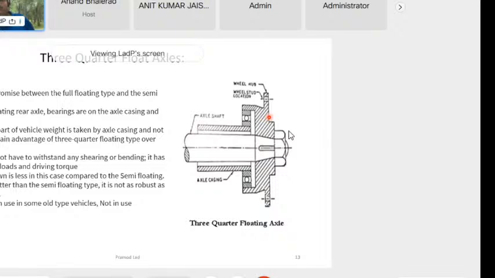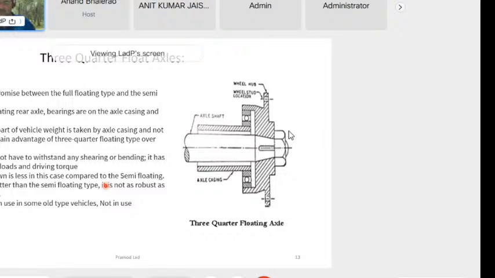This is three-quarter float. Three-quarter float is actually in between the full float and semi float. Here, the axle housing is here. On that, the bearing is mounted, and over that, the hub is mounted, and this hub supports the load. So the load coming from the vehicle is shared by the shaft and the housing. So this is an in-between situation.